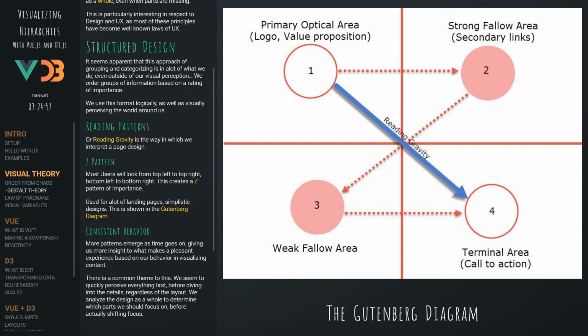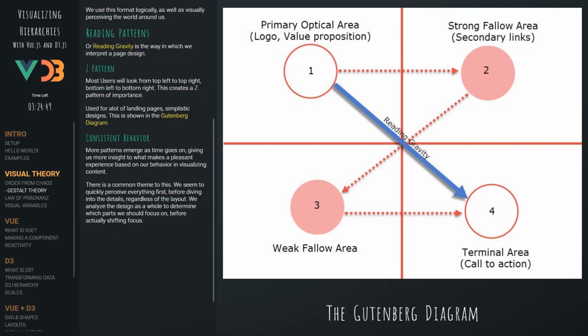This can be used to leverage where you can place important information depending on what you're trying to portray, the website that you're trying to design, things like that. And then once again, this is consistent behavior. More patterns emerge as time goes on. It gives us more insight into what makes a pleasant experience based on our behavior and visualizing content. And it's still the common theme that we perceive everything first before diving into the details, regardless of the layout. So, we look at a website, we look at the landing page, we inspect everything without technically knowing all about it to try and see where we would want to go to be able to find the information that we currently want to find.